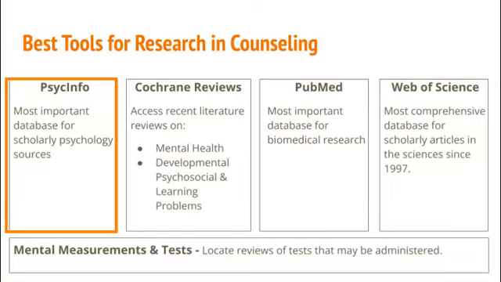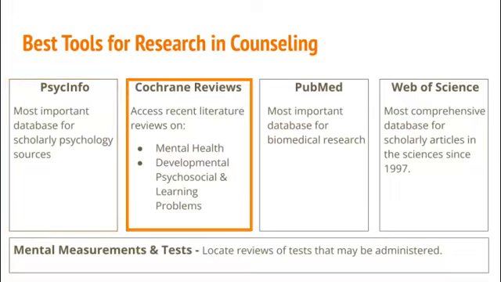PsycInfo is at the top of the list. It indexes articles from the best scholarly journals and news sources in the field of psychology and counseling. While users will find plenty of full-text articles in PsycInfo, what's beneficial about PsycInfo is that it also provides citations and abstracts for articles that might not be immediately available in PsycInfo, but are significant to the researcher's topic.